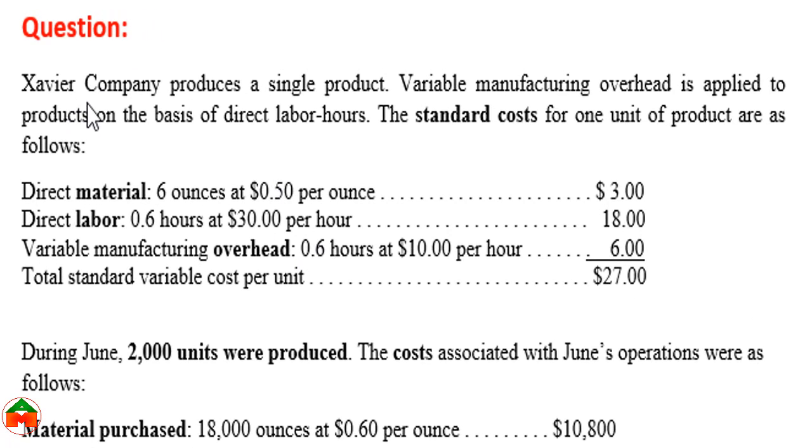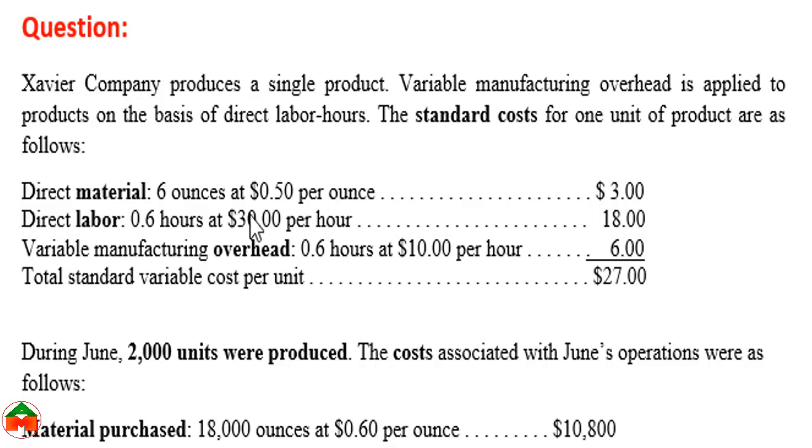So the question is: Xavier company produces a single product. Variable manufacturing overhead is applied to products on the basis of direct labor. This line indicates that variable manufacturing overhead, I mean overhead, depends on labor hour. Traditionally we do this. Again I'm repeating, overhead cost depends on the labor hour. The standard costs for 1 unit of product are as follows.